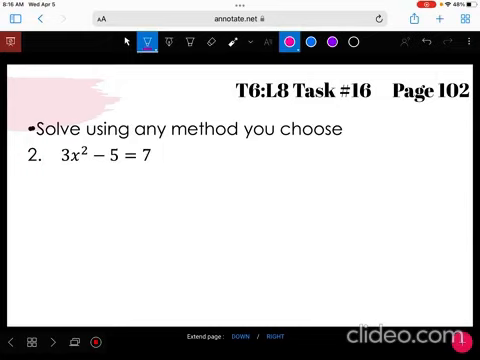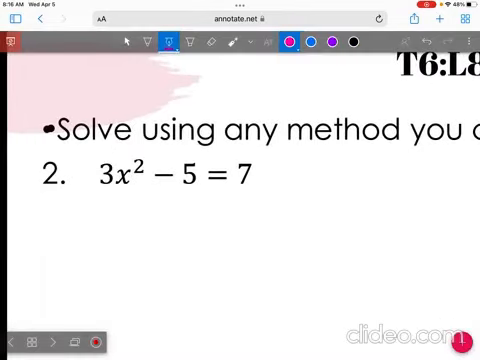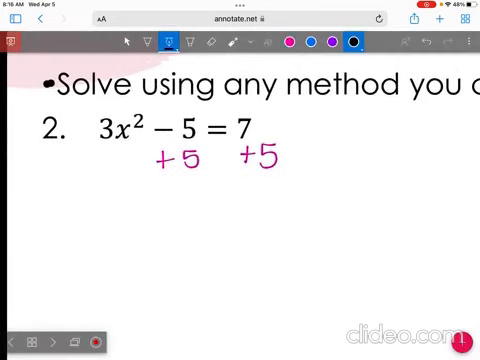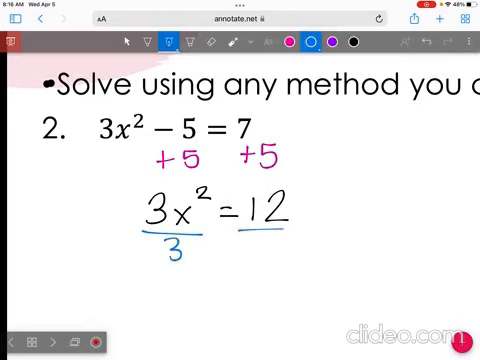Okay, so let's look at number 2. A couple of ways to go about it. What's your instinct first? Yeah, you can add 5 to both sides. You can solve it exactly the same kind of way. So if we add 5 to both sides and start working towards getting my x squared by itself, 3x squared equals 12. Divide both sides by 3. They like 3's in this one, huh?